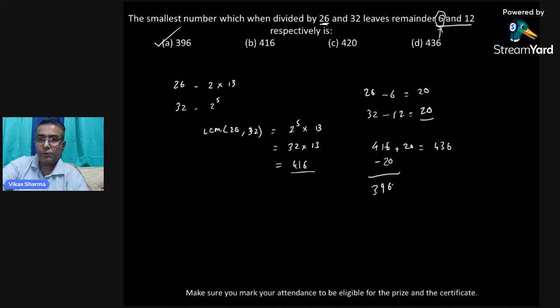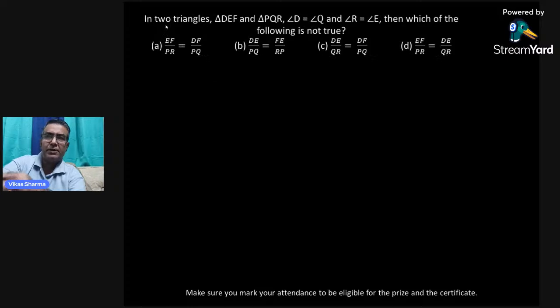Vishmesh says 416 should have been the number. 416 was the LCM, alright, but it did not leave a remainder of 6 and 12. So make sure you answer the full question, Vishmesh, and let's move to the second question, and I'll wait for some time so that you are able to give the correct answer.